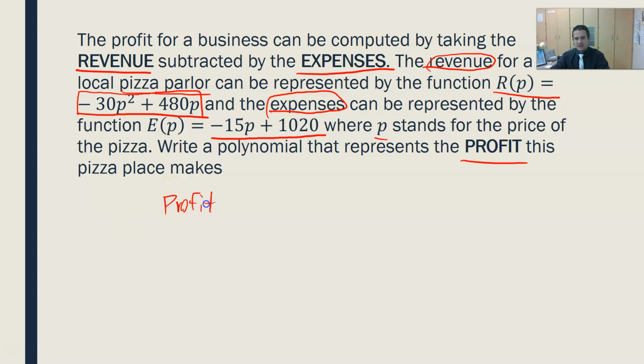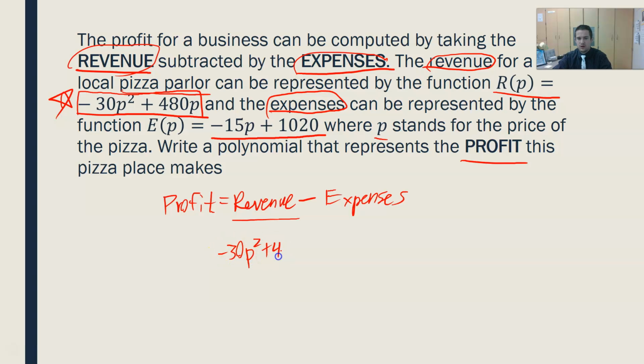Well, profit is equal to revenue minus expenses. That's what it told me up here, that profit is equal to the revenue subtracted by the expenses. Again, revenue is how much money you bring in, expenses is how much you spend. So the revenue polynomial is this one right here, negative 30p squared plus 480p. I'm going to subtract my expenses polynomial, which is negative 15p plus 1020.